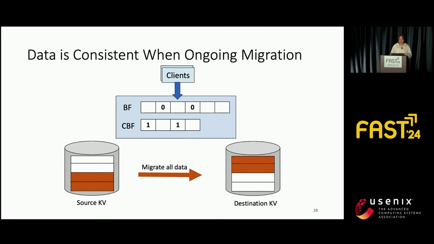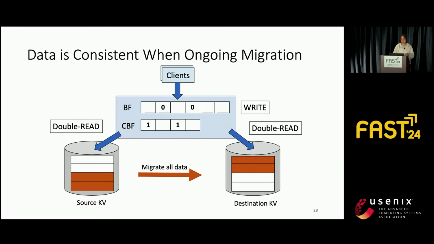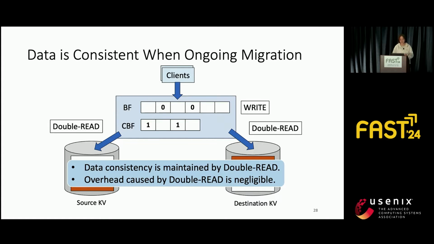So NetMigrate does this. All write queries are routed to the destination. And for read queries targeting this group, it will do a double read: query both servers and merge with the latest value. Here, data consistency is maintained by the double read, and the overhead caused by double read is negligible because a group's ongoing migration period will be short. This is unlike Fuwa, which uses double read over the entire migration period.